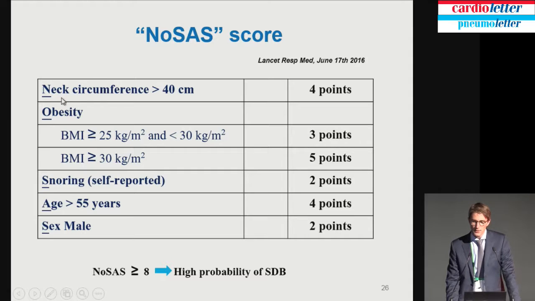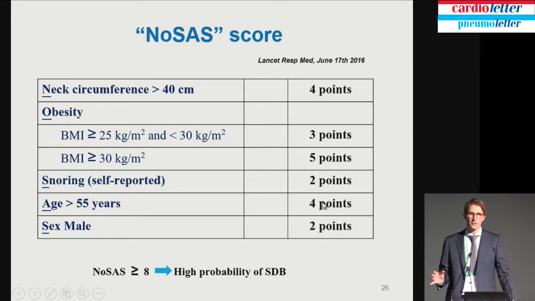Very simple. Neck circumference, more than 40, gives you 4 points. Obesity, if your BMI is above 25 and below 30, it gives you 3 points. If the BMI is above 30, it gives you 5 points. Snoring, self-reported, gives you 2 points. Age above 55 gives you 4 points. And male gender gives you 2 points.